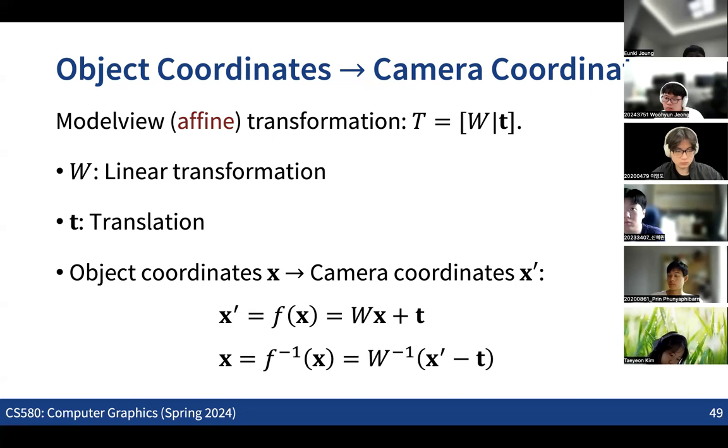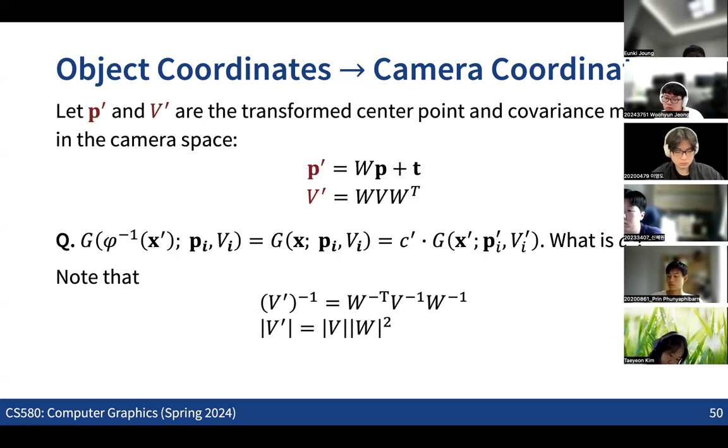Based on this, without any derivation, let me first show that we are going to transform the center and the covariance like this. Let's say this is the transformed center point P prime in the camera coordinate system, and V prime is the covariance matrix defined in the camera coordinate system. By computing this Gaussian kernel in the camera coordinate system, we are going to find the scaling factor such that the weight we compute in the camera coordinate system matches the weight we calculate in the object coordinate system. Given this definition of P prime and V prime, the transformed position and covariance matrices in the camera space, what should be the scaling factor, the C prime here? Let's quickly calculate this.